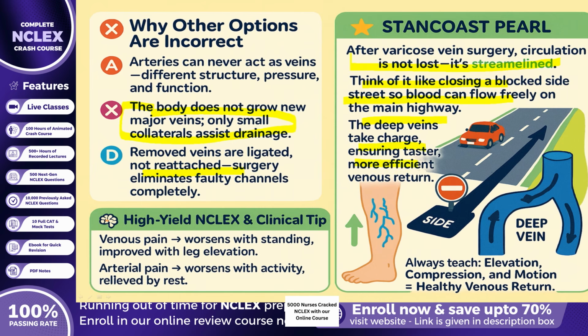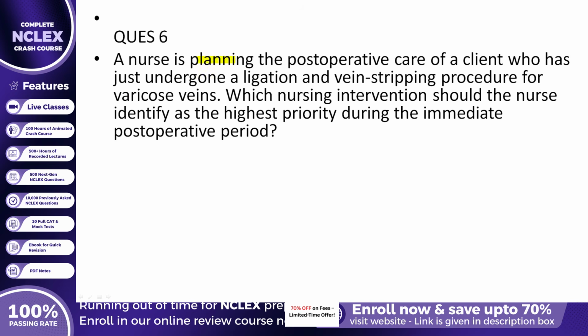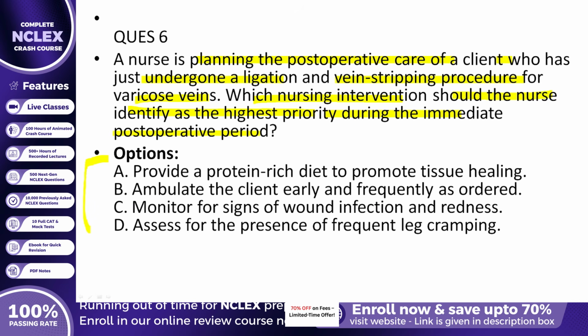Moving into our next high-yield scenario, a nurse is planning the post-operative care of a client who has just undergone a ligation and vein stripping procedure for varicose veins. The question asks which nursing intervention should be identified as the highest priority during the immediate post-operative period. The available options are as follows. Option A suggests providing a protein-rich diet to promote tissue healing.